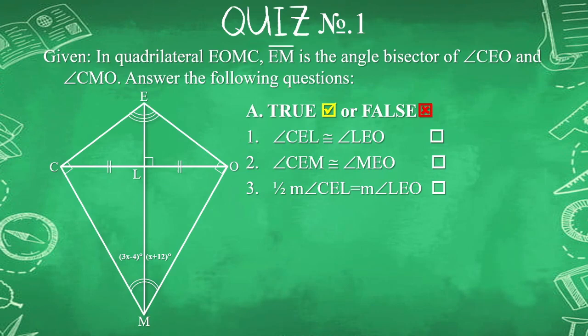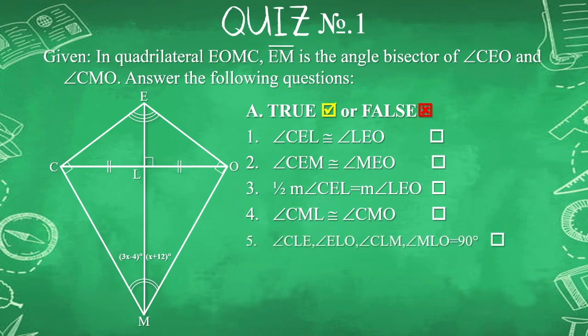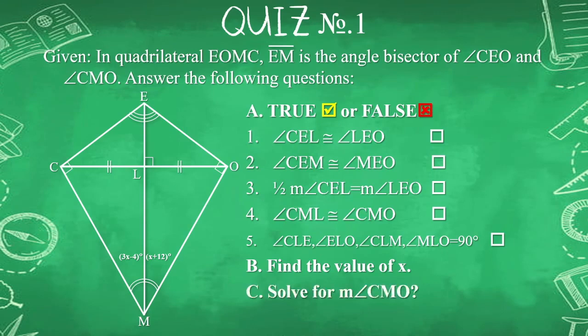Number 3. Half the measure of angle CEL is equal to the measure of angle LEO. Number 4. Angle CML is congruent to angle CMO. Number 5. Angle CLE, angle ELO, angle CLM, and angle MLO measure 90 degrees. Letter B. Find the value of x. Letter C. Solve for the measure of angle CMO.